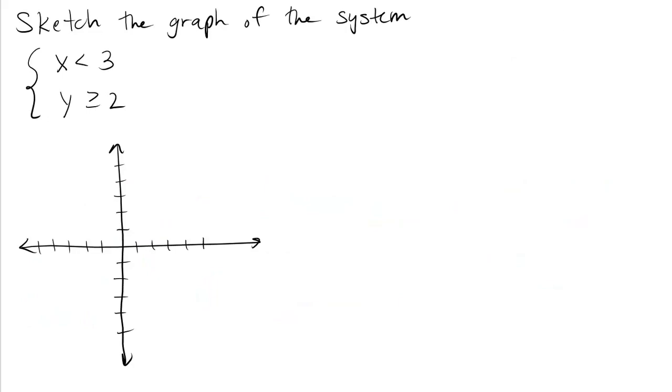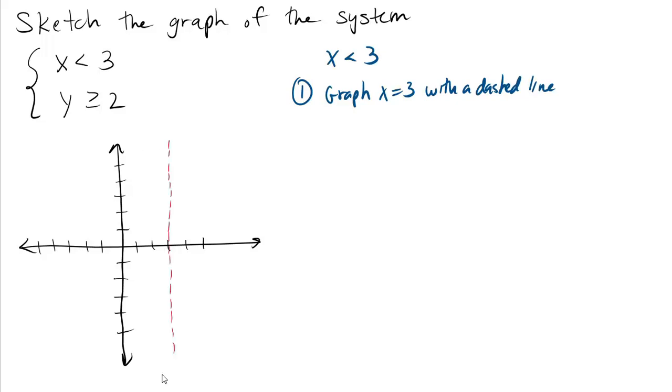We're going to sketch the graph of the system x is less than 3 and y is greater than or equal to 2. So we're going to handle each inequality individually. Let's start with x is less than 3. First, we're going to graph x equals 3 with a dashed line. X equals 3 is a vertical line whose x-coordinates are all 3.